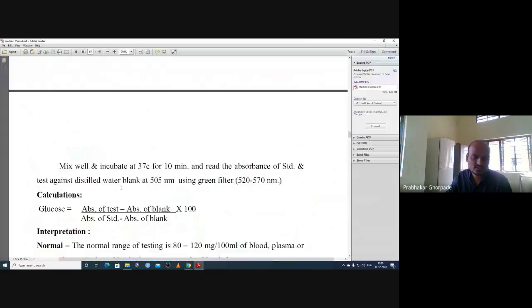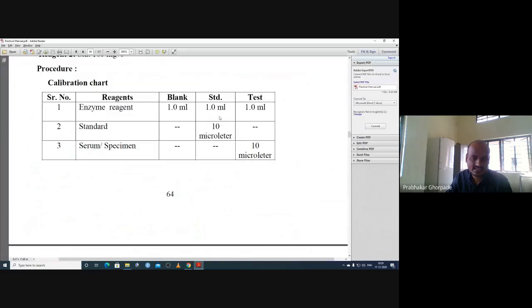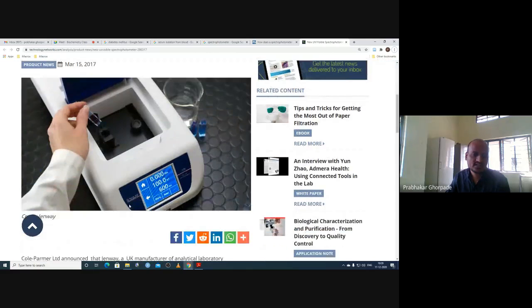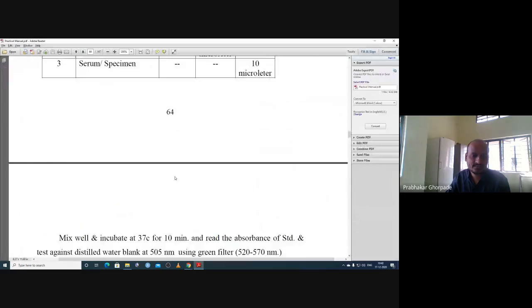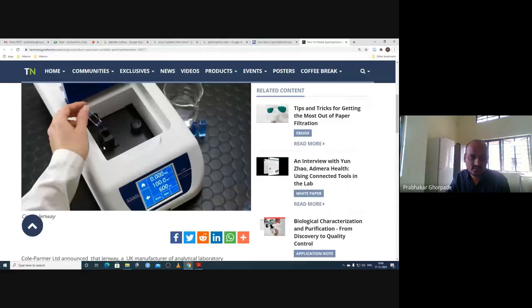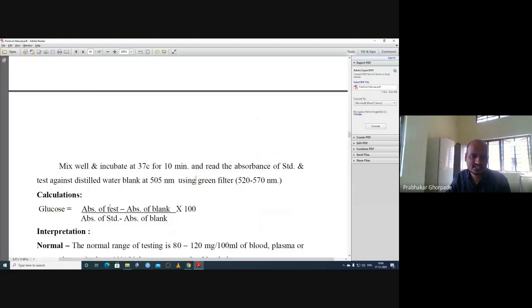I was talking about this blank, standard, and test. We have to use a cuvette, where we take the blank, standard, and the test. You have to mix, and this cuvette you have to put in the cuvette holder in this spectrophotometer. If you set it at 505 nanometer, which we call a green filter, then you will get some optical density reading.